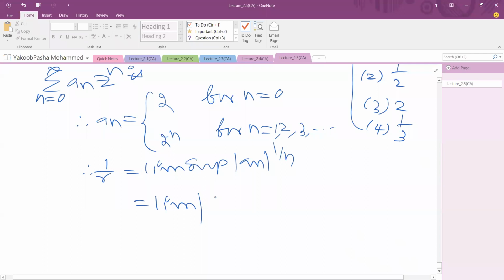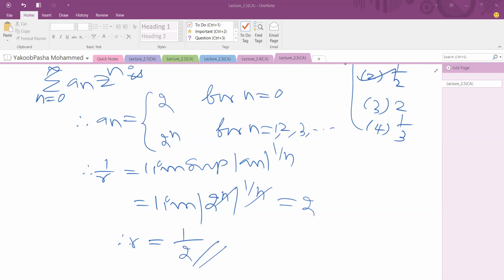So 2^n is the supremum value. Taking the 1/n power, the n will be cancelled, so this is equal to 2 only. Therefore, 1/r = 2, so the radius of convergence is r = 1/2. The second option is the right option. Okay, second option, true.